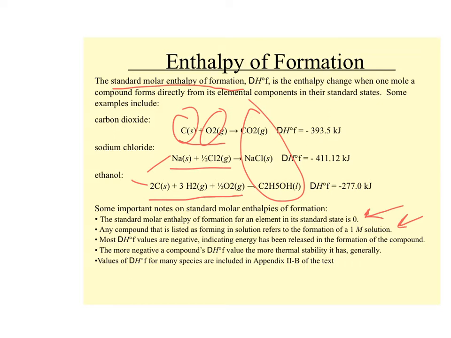Okay. Most of these are negative, indicating that energy has been given off, right? So most of the delta H's are negative, meaning that it's an exothermic reaction. And the more negative it is, the more thermal stability it has. So it gives off a ton of heat. It's pretty stable, meaning that you have to put a ton of heat into it to break it down. And then these values for delta H of formation for a whole bunch of species are found in an appendix in the text.